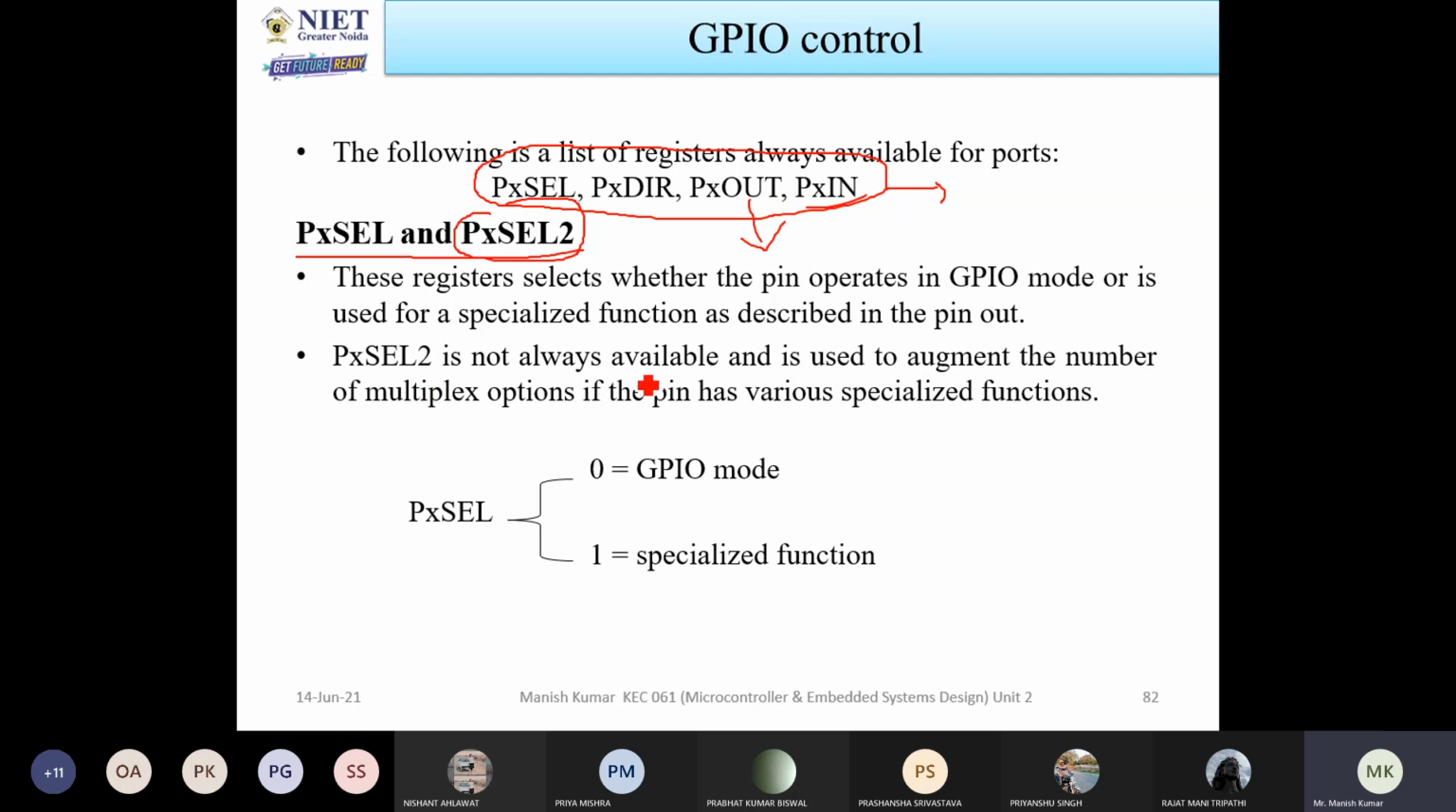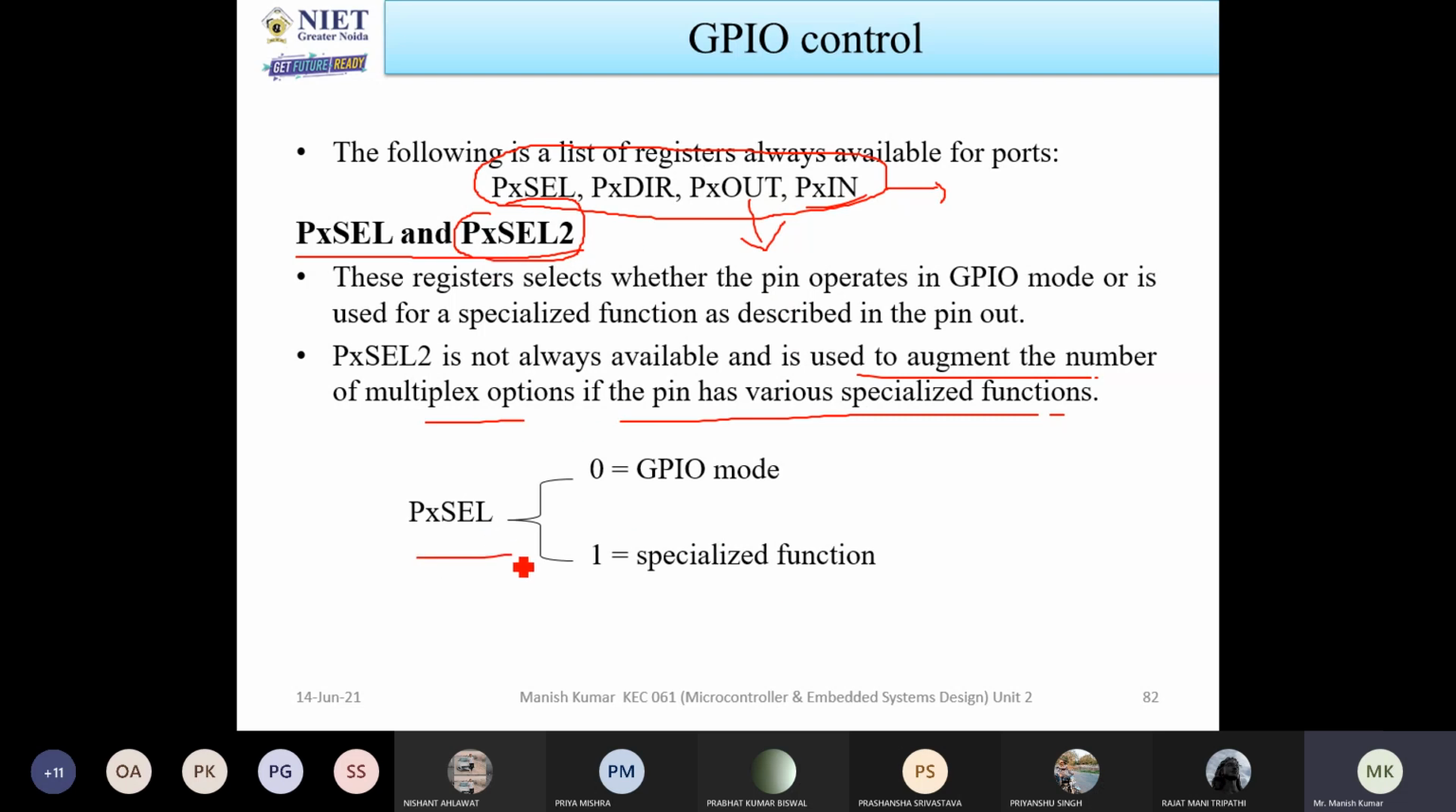So PX select 2 is not always available and is used to augment the number of multiplex options if the pin has various possible functions. If there are one or more specialized functions, then we are going to use the PX select 2 pins. Otherwise, we are not going to use PX select 2. Only we can use the PX select pins.